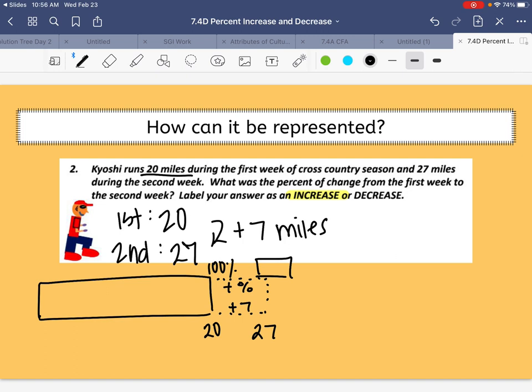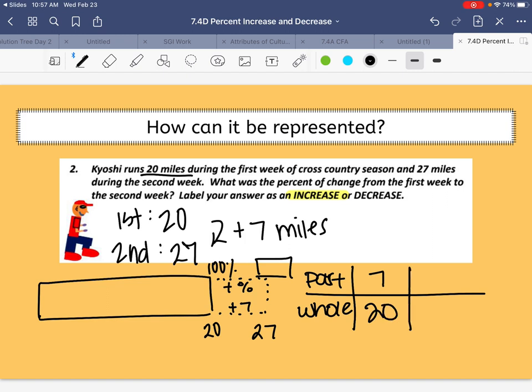So I'm going to use my strip diagram to represent this in a ratio table. I know that I'm going to use part over whole. So 7 would be my part, and the whole would be the original 20. And I'm looking for what percent that is out of the original 100%. When I solve ratios, I know I'm looking for multiplicative relationships. And I see a between relationship that from 20 to 100, I can multiply by 5. So 7 times 5 would give me 35%. So it was a 35% increase.